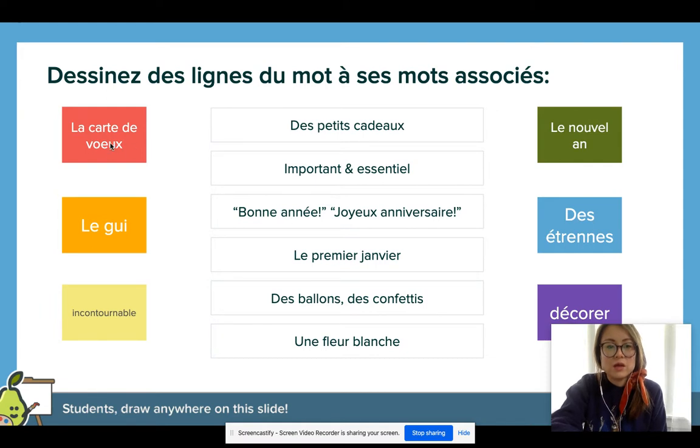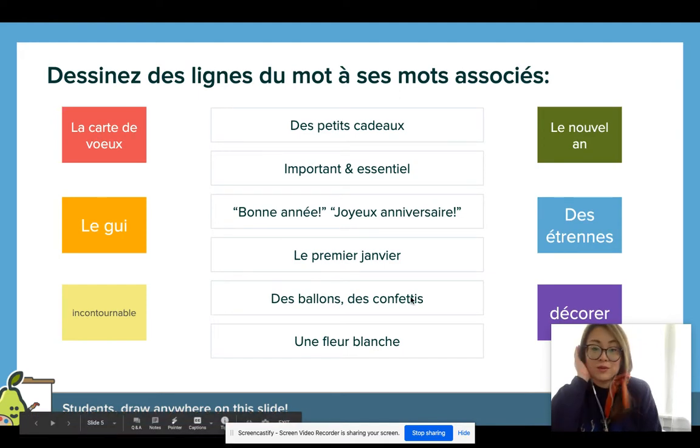Donc, par exemple, la carte de vœux, quel mot est associé avec la carte de vœux? Regardez. There could be more than one.